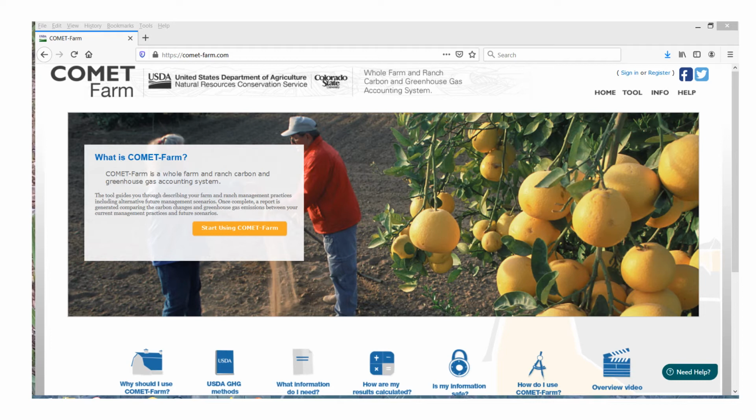For example, the COMET-Farm tool. It's a web-based, GIS-based tool for a farmer or a rancher to evaluate how the management practices on that land will affect the carbon and greenhouse gas balances. So the farmer could enter all kinds of information about how his crops are managed, what types of soils are in his fields, and underlying the calculations is the DayCent model, which would compute the greenhouse gas budget for each of those practices.